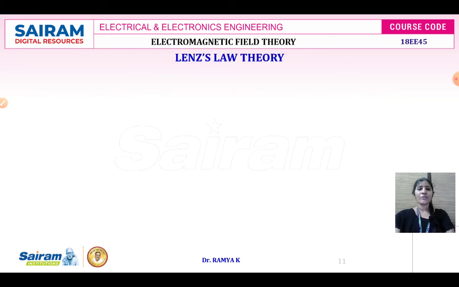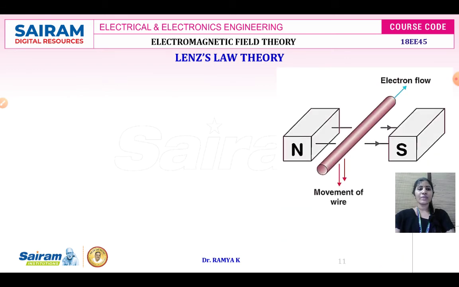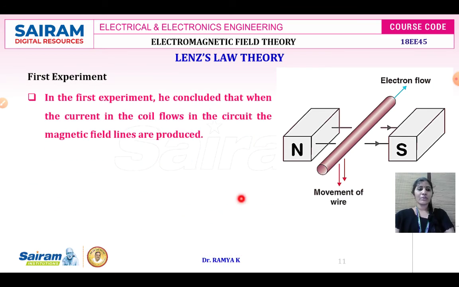According to Lenz's law, you conduct three experiments showing that it produces a reverse path with respect to the original one. Here we have shown a magnet with a north pole and a south pole. In between this we place the conductor, and through this conductor the current starts to flow. When the current flows, there is a magnetic field that cuts the lines of flux. The field is perpendicular to the direction of movement of the wire, or the direction of the current. So in the first experiment, when you pass a current through the coil in the circuit, a magnetic field is produced.